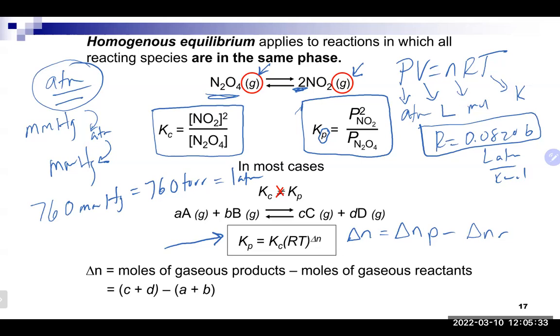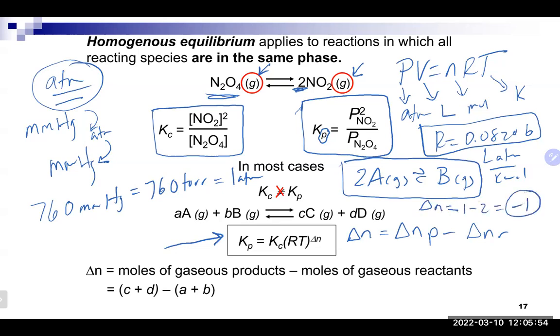Now, what happens if I had, say, something like this? What would delta n be for that reaction here? Delta n would be 1 minus 2, which is -1.